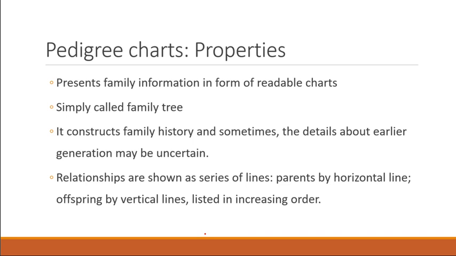Now these properties of the pedigree charts. Basically, as we know, these pedigree charts present the family's information in the form of readable, presentable charts, right? You can analyze them very easily. These are very simple diagrams, and generally we also call them family trees. The main idea of these pedigree charts is to understand the family's history, and sometimes any specific detail that you cannot obtain using the other methods of identifying genetic diseases.